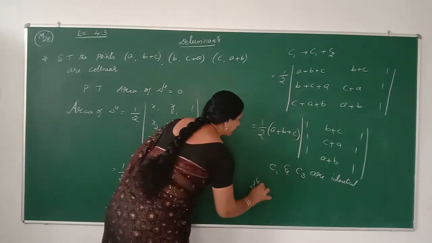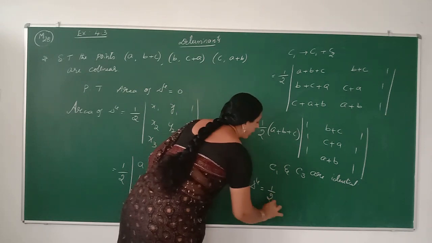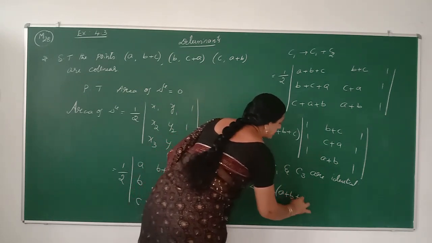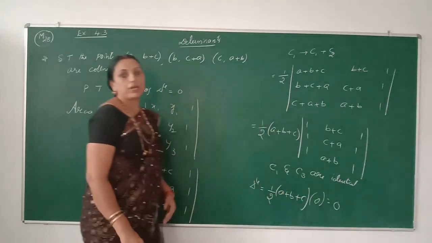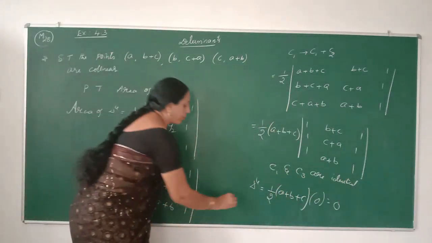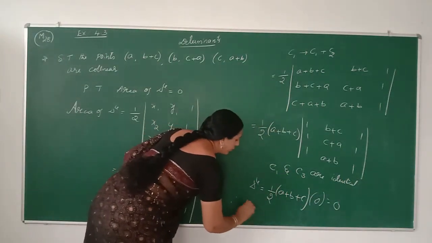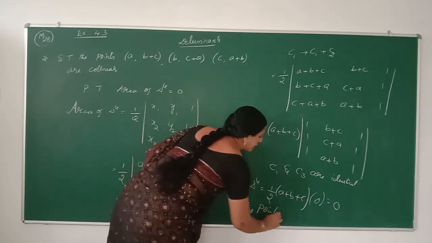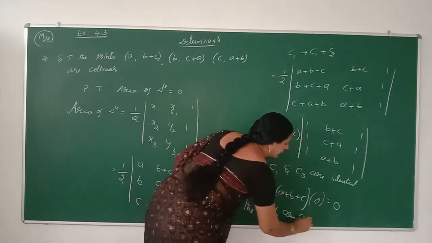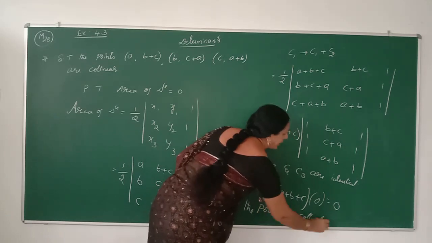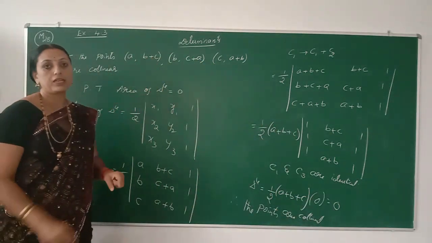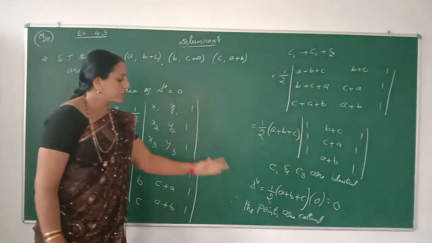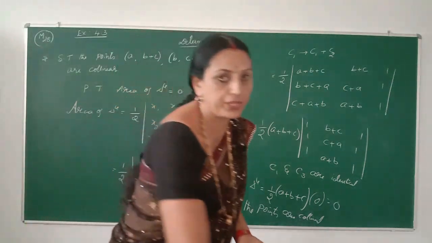Therefore the area of the triangle is equal to half of A plus B plus C into 0. So 0 into anything will be 0. Therefore the given points are collinear. When the area of the triangle is 0, the given points lie on a straight line. Therefore such points are called collinear points.